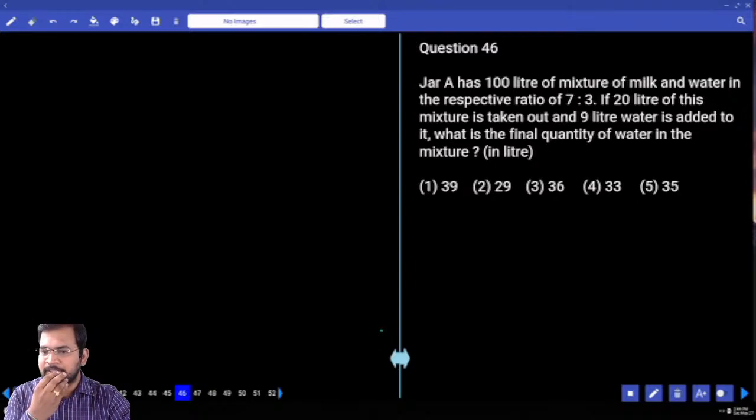Jar A has 100 liters of mixture of milk and water in the respective ratio of 7:3. 20 liters of this mixture is taken out and 9 liters of water is added. What is the final quantity of the water in the mixture?